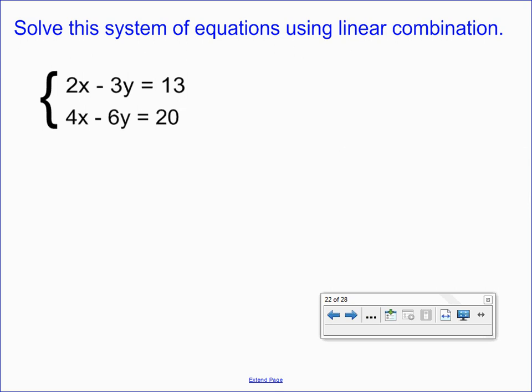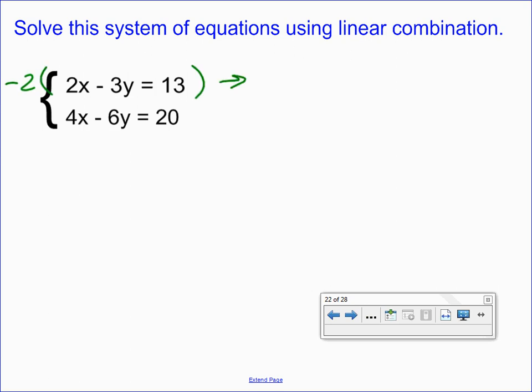If you guys take a look at 2x minus 3y equals 13 and 4x minus 6y equals 20, we could create exact opposites in either the x's or the y's. I think I'm going to make exact opposites in the x's. So I'm going to multiply the top one through by negative 2.